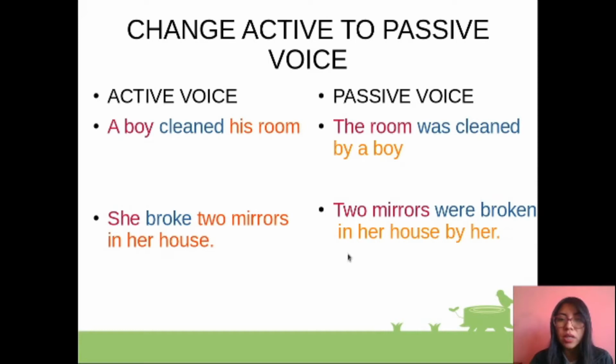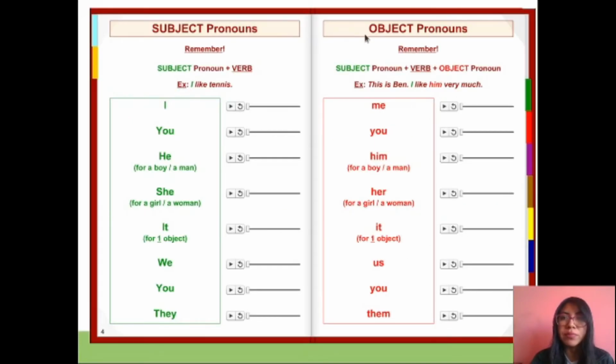Okay? In her house by her. In this case, pay attention. We are going to change. Why? She broke by her. Okay? We are going to use object pronouns.